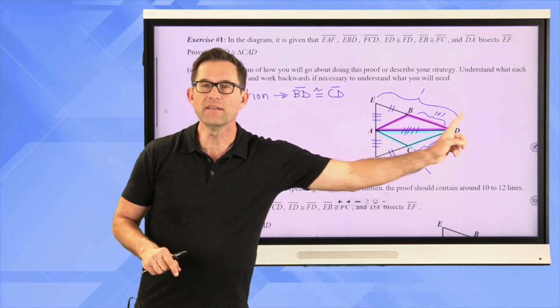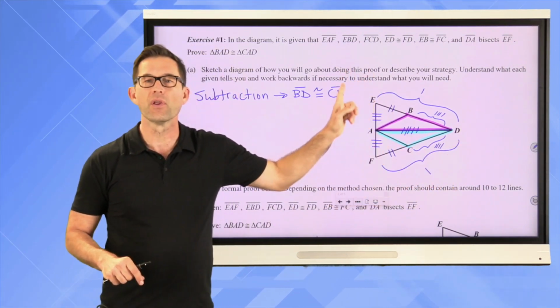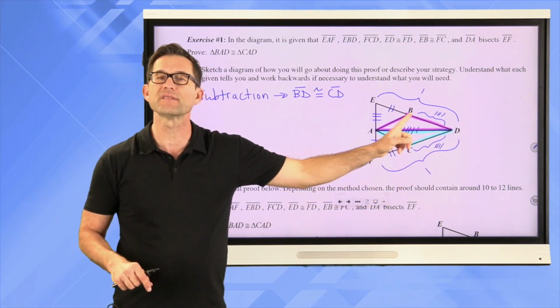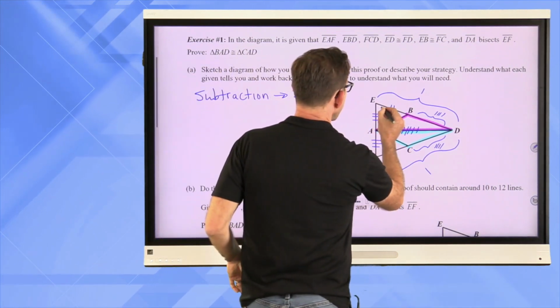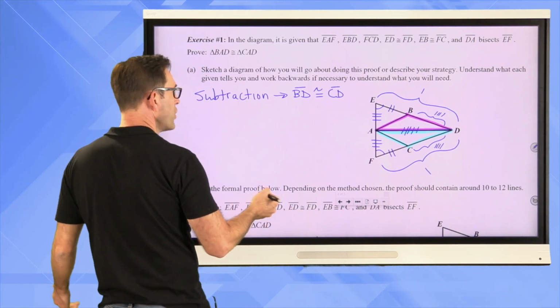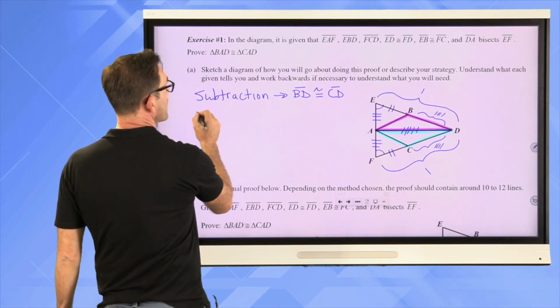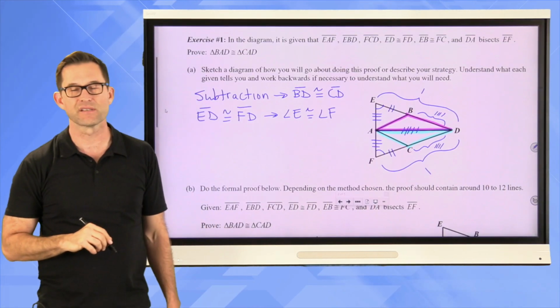The fact that ED is congruent to FD tells me that the large triangle here is an isosceles triangle. And because it's isosceles, I'll be able to prove that these two angles are congruent because the base angles of a triangle are congruent. So the fact that ED is congruent to FD will allow me to prove that angle E is congruent to angle F, right? That's that whole base angles of an isosceles triangle are congruent.